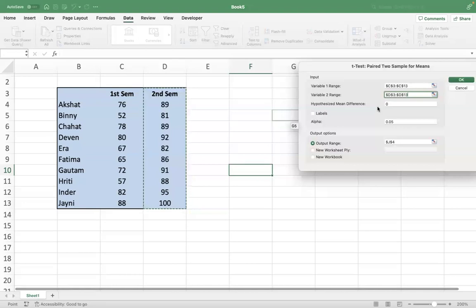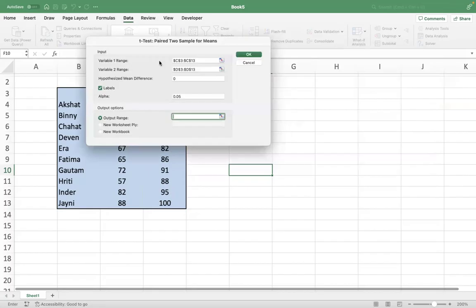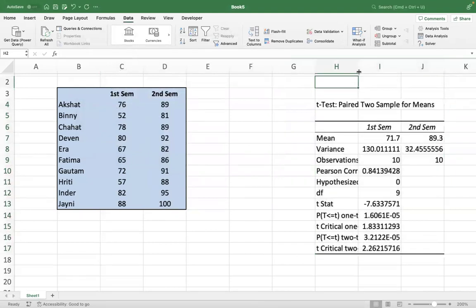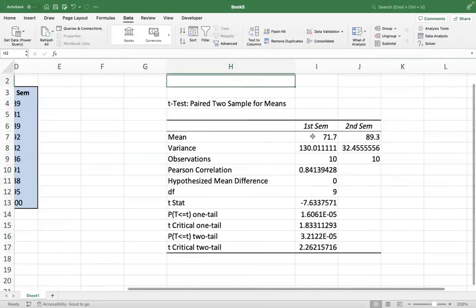Hypothesized mean difference will keep at 0. Remember, for the null hypothesis, if the null hypothesis is true, it means that there is virtually no difference between the means of the two distributions. And we'll take the labels because I've included them in the exercise. Alpha is 5% significance level, which is 95% confidence level. And the output range I can keep somewhere on the sheet. So let's say I keep it here. And I press OK. Now, the moment you do that, your t-test results are out.